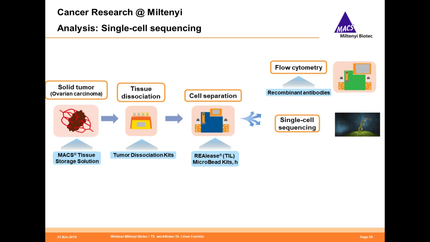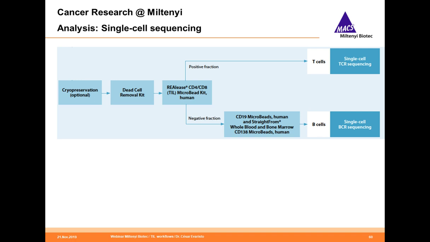In addition, we were interested in performing RNA-seq and immune profiling of T and B cells infiltrating this tumor sample. We cryopreserved an aliquot of the dissociated tumor, and at a later time point, we thawed our sample and removed the dead cells using the dead cell removal kit. We then used the REAlease CD4/CD8 TIL microbeads to isolate T cells for single-cell TCR sequencing and RNA-seq. From the negative fraction, we isolated B cells and plasma cells for single-cell BCR sequencing.